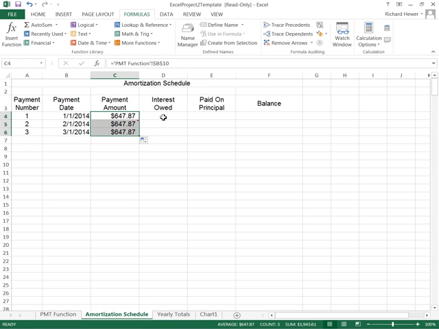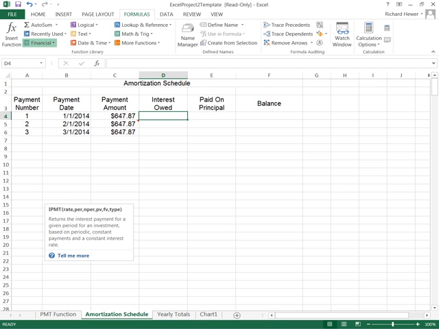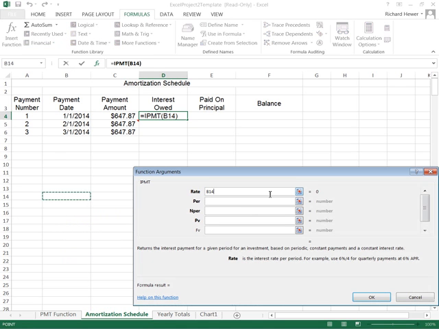Now, this seems to be the most challenging part, doing the interest payment. It looks really simple, but for some reason it tends to have people make mistakes in it, including me. So we'll see if today I can do it the first time. We go down here, interest payment, IPMT. And in that, the first thing it wants to know is the interest rate.